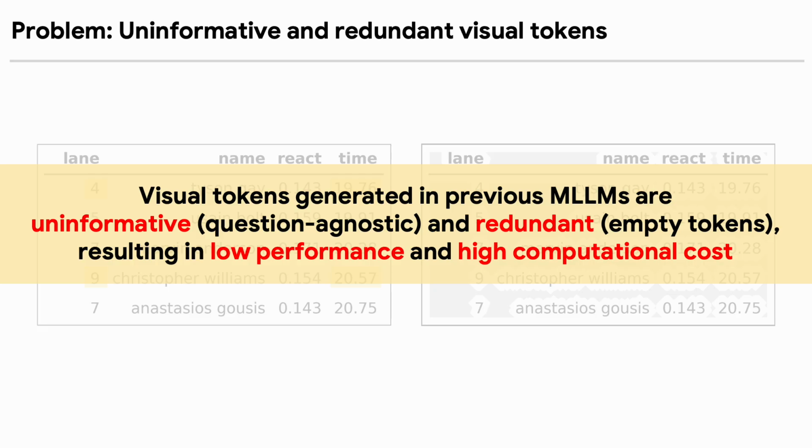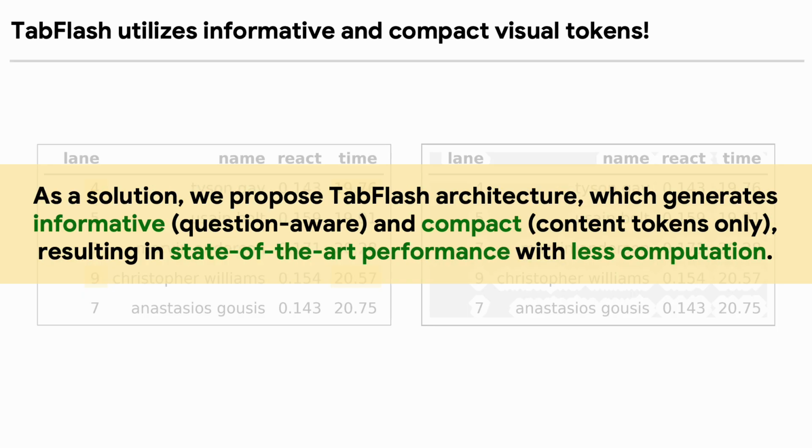To summarize, visual tokens generated in previous MLLMs are uninformative because they're question agnostic, and they're redundant due to a large number of empty background tokens. This results in low performance and high computational cost. As a solution, we propose the TabFlash architecture, which generates informative and compact visual tokens. This results in state-of-the-art performance with significantly less computation.